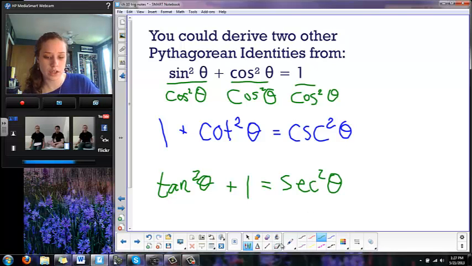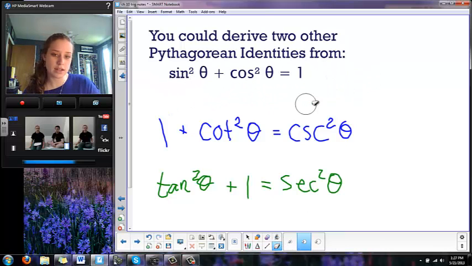Okay, so here are your 3 Pythagorean identities that you need to know, you need to love, you need not to forget. You have to memorize these because they're not on any chart or reference sheet that you're going to be able to use. So make sure you have those down.